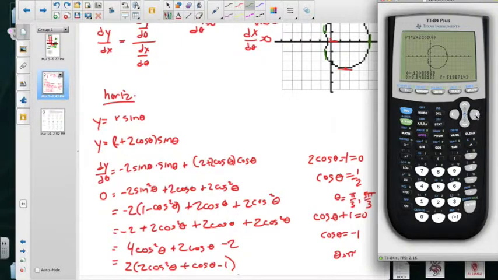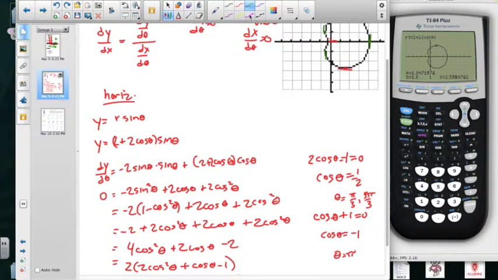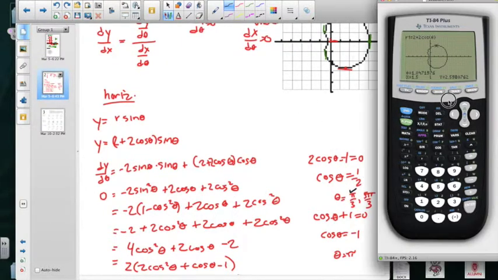So there's 1, 2, 3, 4, 5, 6, 7, 8. So there's 8 pi over 24. That's our pi over 3. So that's this one. Okay, then if we come back here and continue to trace, so it's not up 8, 9, 10, 11, 12, 13, 14, 15, 16, 17, 18, 19, 20. So 20 pi over 24.